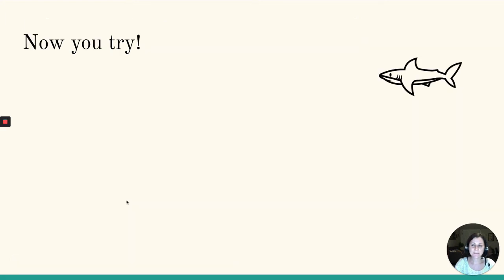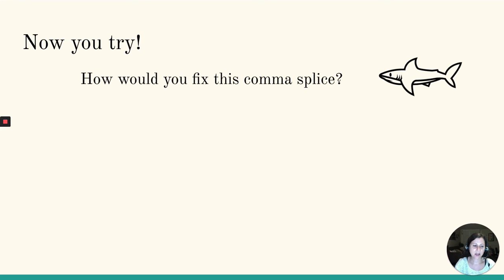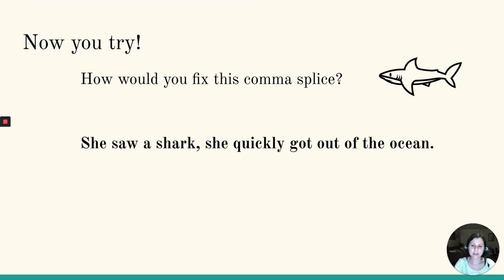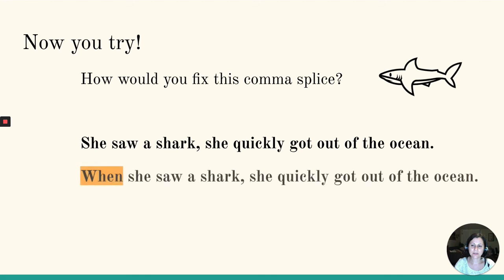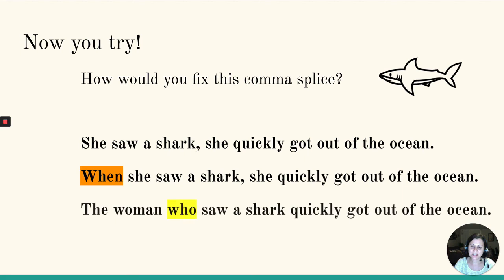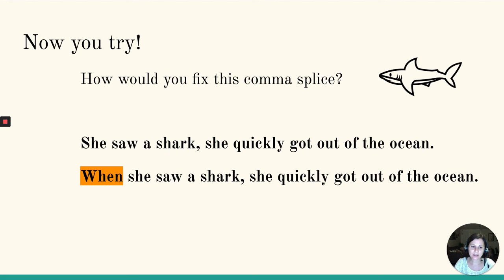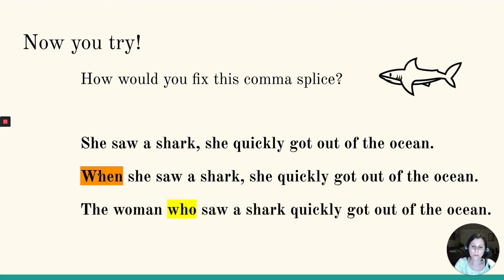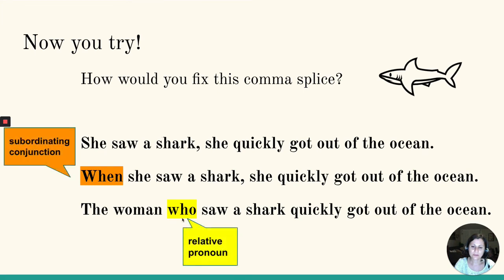Now you try. How would you fix this comma splice? She saw a shark, she quickly got out of the ocean. We could add a subordinating conjunction like when. When she saw a shark, she quickly got out of the ocean. Here I have a dependent clause. I added this subordinating conjunction. The woman who saw the shark quickly got out of the ocean. Or you could use a relative pronoun. And here I have my dependent clause. Who saw a shark?